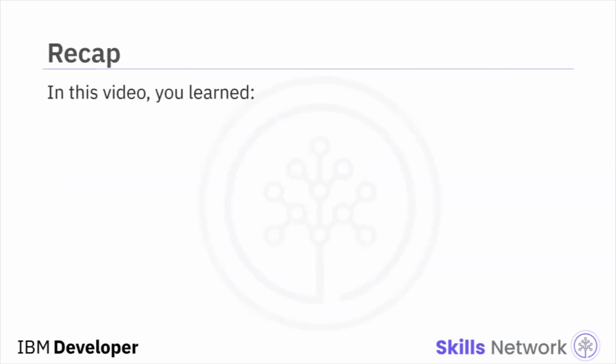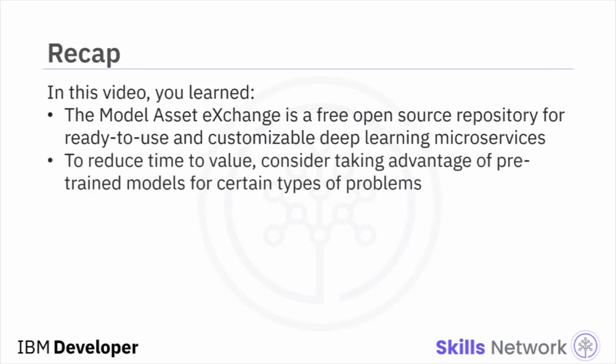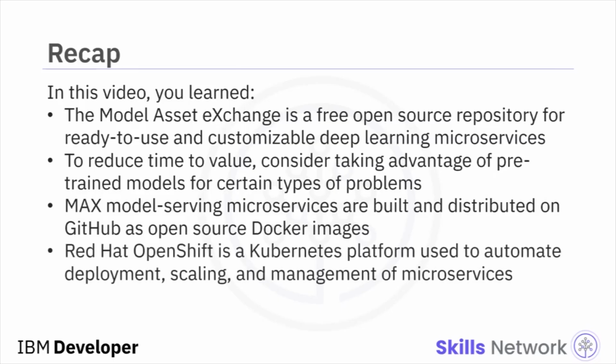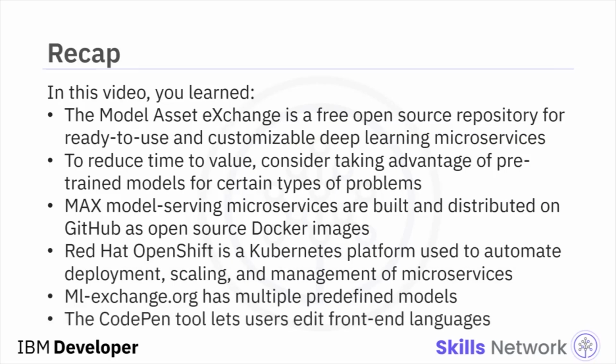In this video, you learned that the Model Asset Exchange is a free open-source repository for ready-to-use and customizable deep learning microservices. To reduce time to value, consider taking advantage of pre-trained models for certain types of problems. Max model-serving microservices are built and distributed on GitHub as open-source Docker images. Red Hat OpenShift is a Kubernetes platform used to automate deployment, scaling, and management of microservices. MLExchange.org has multiple predefined models. And the CodePen tool lets users edit front-end languages.